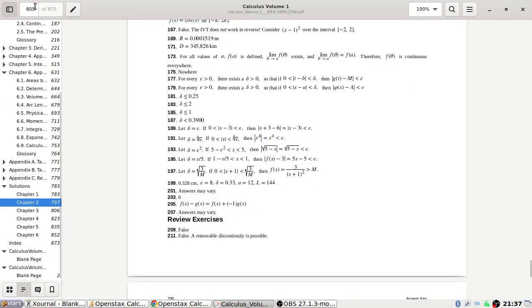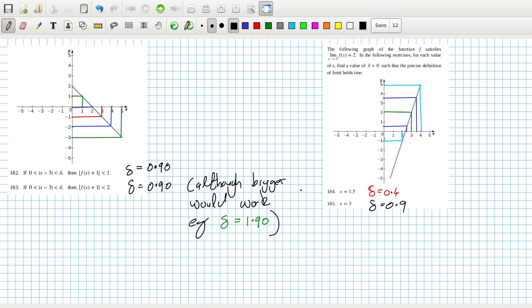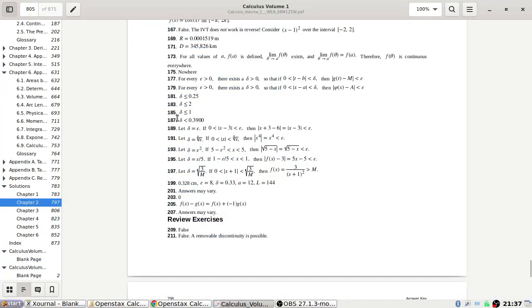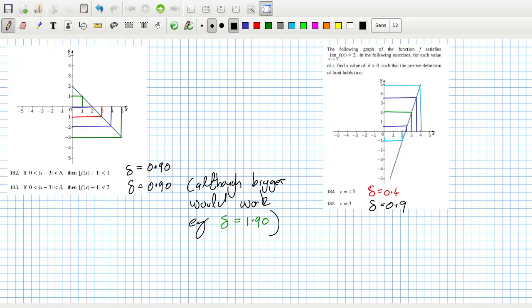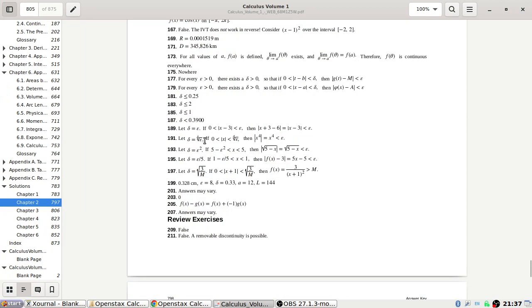Okay, let's check the answer. Or 185 at least. Yeah. Choose any value less than or equal to 1 will do the job, they're saying. So my 0.9 will definitely do the job then. Okay.